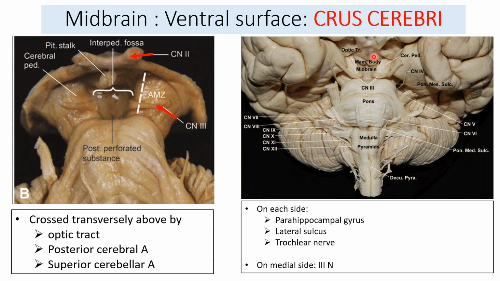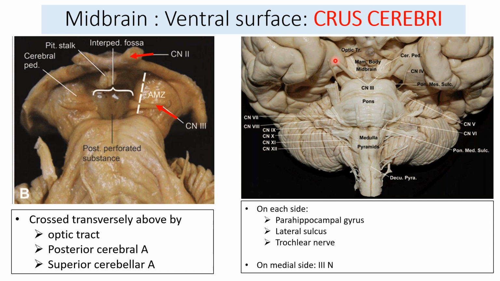On each side, if we see in the next picture, these are the two crus cerebri or the cerebral peduncle on both the sides. Between the two, this is the area of interpeduncular fossa. So now let us see what is there laterally on both the sides.